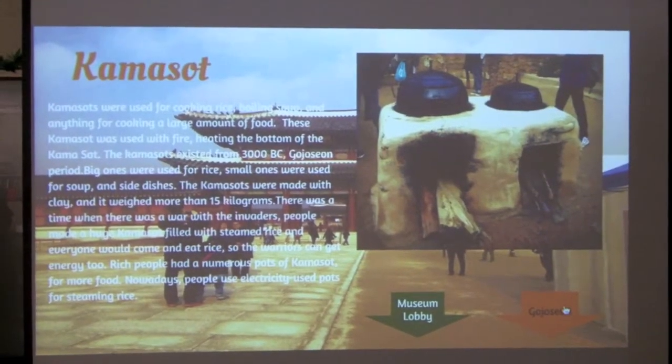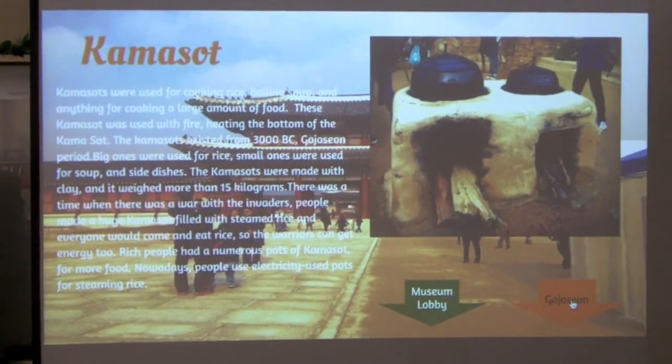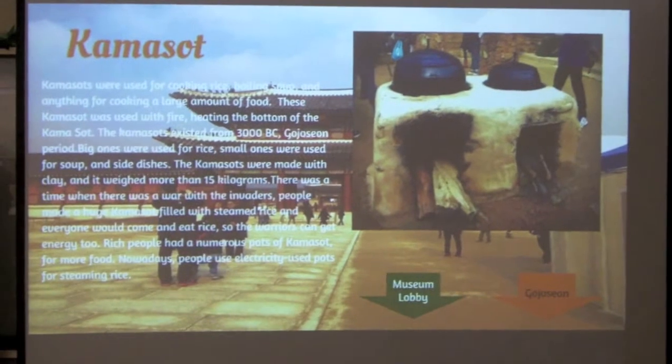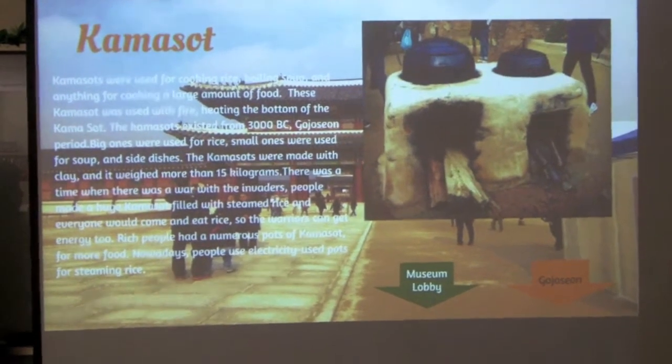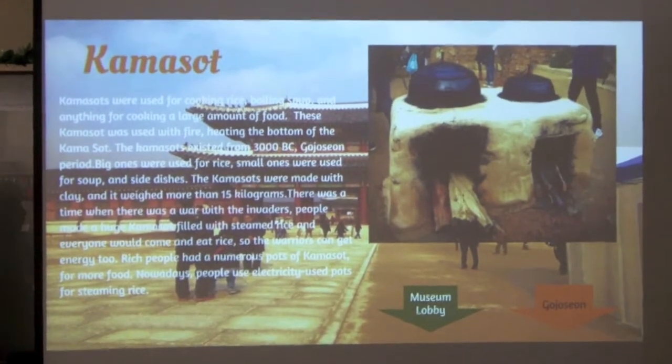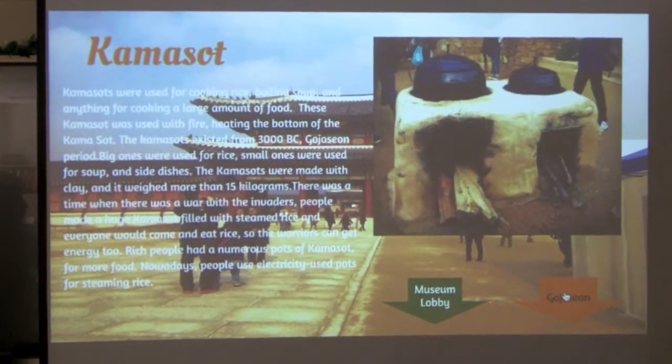So Gamasa was a very important artifact because it was used for cooking rice and it was used for boiling soup, and just started from Gojoseon, and now it turned into electric heated rice, like electric heated Gamasa, which is cooking rice.